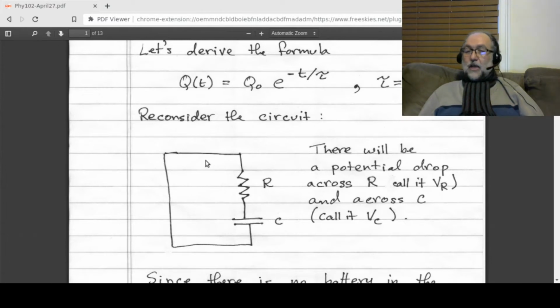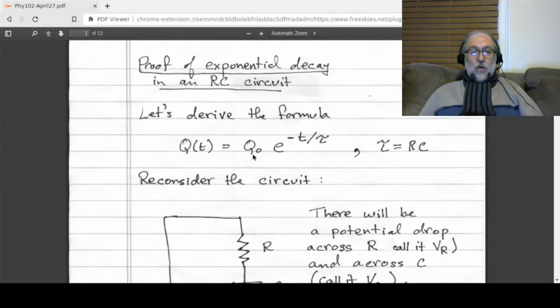If you go back to the lecture where I first introduced this, there was a switch where you could have the battery in the circuit or not in the circuit. When the battery was in the circuit, it would charge up the capacitor. Then when you switched the switch and took the battery out of the circuit, the capacitor would discharge. But the capacitor was always forced to discharge through this resistor, and so the discharging wasn't instantaneous. It would take some time, and that's what this formula is right here.